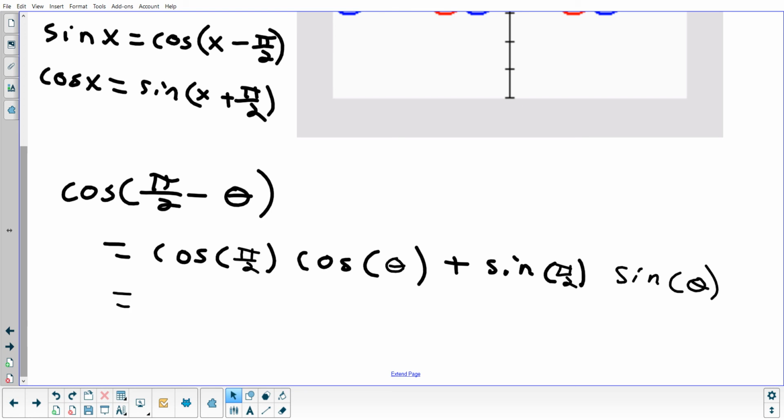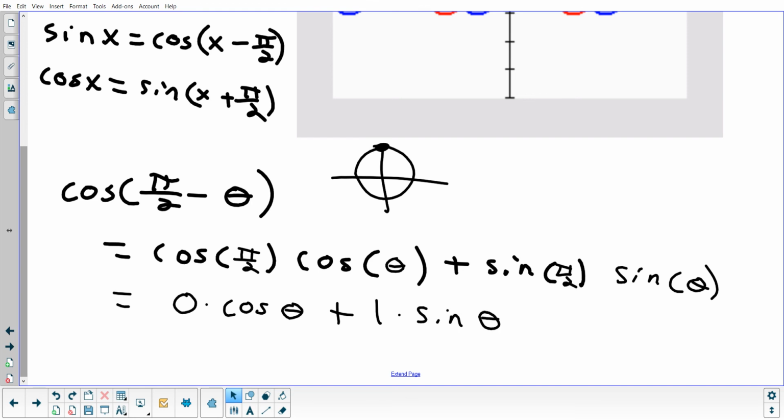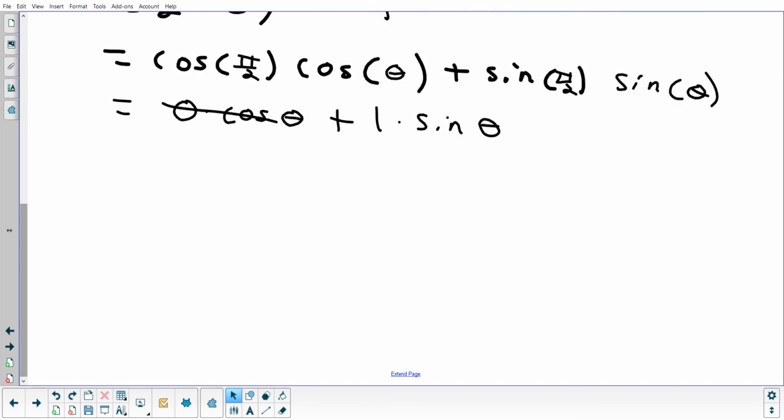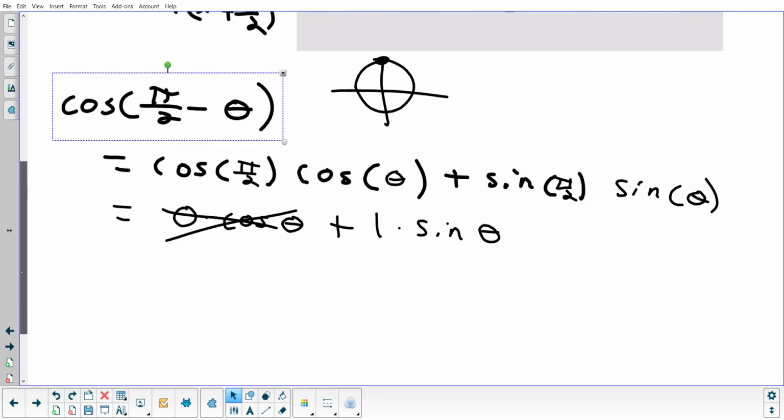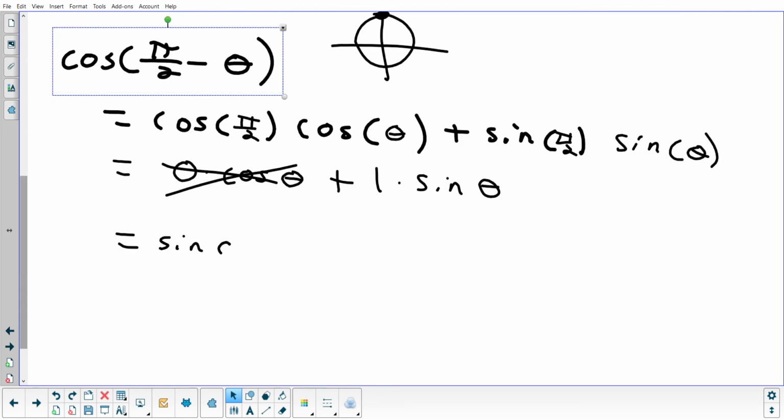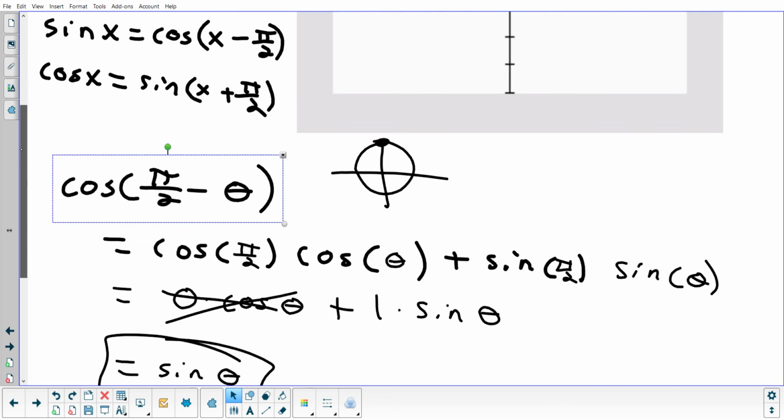The cosine of 90, that's my x value. What's the cosine of 90? 0. 0 times cosine plus, what's the sine of 90? 1 times sine. This is gone. So this thing that I wrote down on the other page is equal to sine theta.